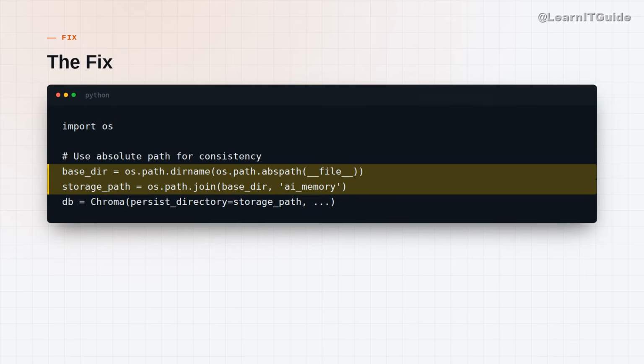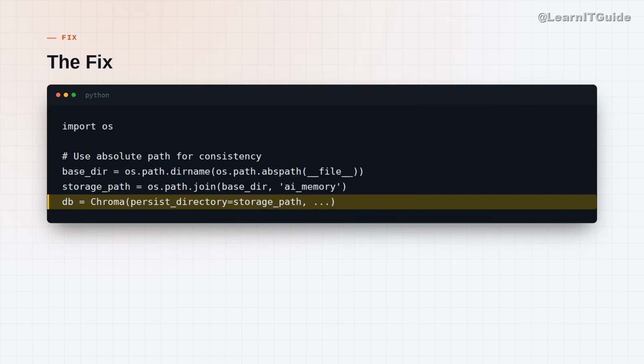By using the OS library to construct the path relative to the file location, you ensure that the database is found regardless of where you execute the script. This small change prevents your AI from losing its memory every time you change your terminal's working directory.